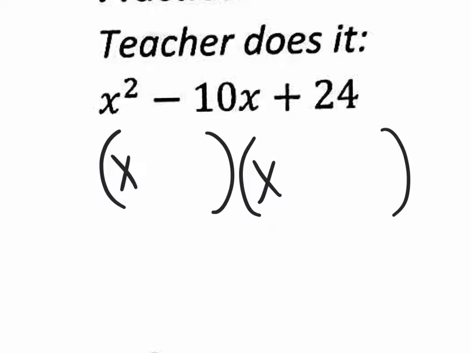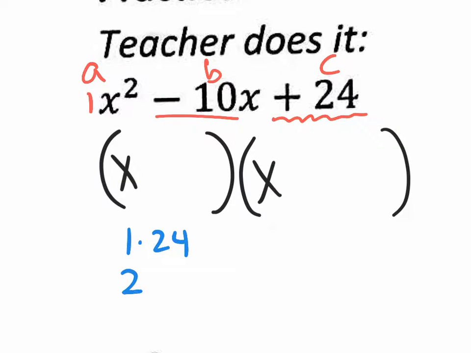And now step 2 says, what times what is the c value? Now remember, your a value in this case is 1, your b value is -10, and your c value is +24. So what times what is +24 that if you combine together is -10? And it does say tip, we just wrote this down, make a list. So you could say, how could I get 24? Okay, 1 times 24, 2 times 12, 3 times 8, 4 times 6, okay. So which of those numbers, if I combine them, gives me the b value of -10?